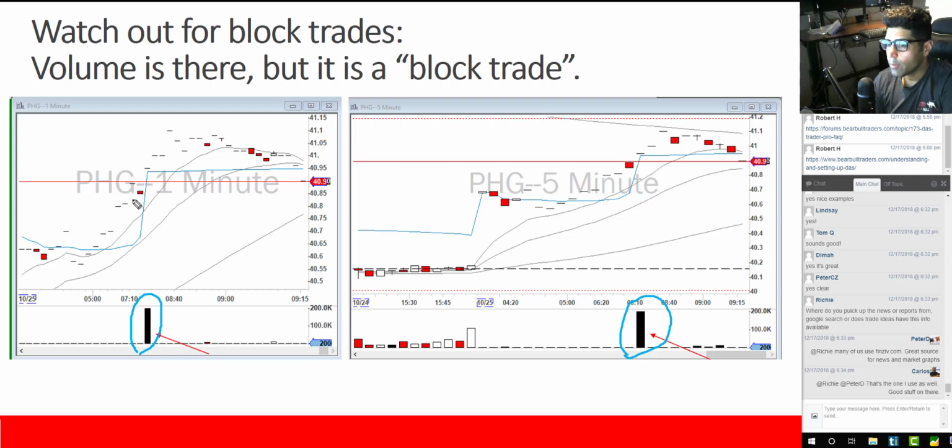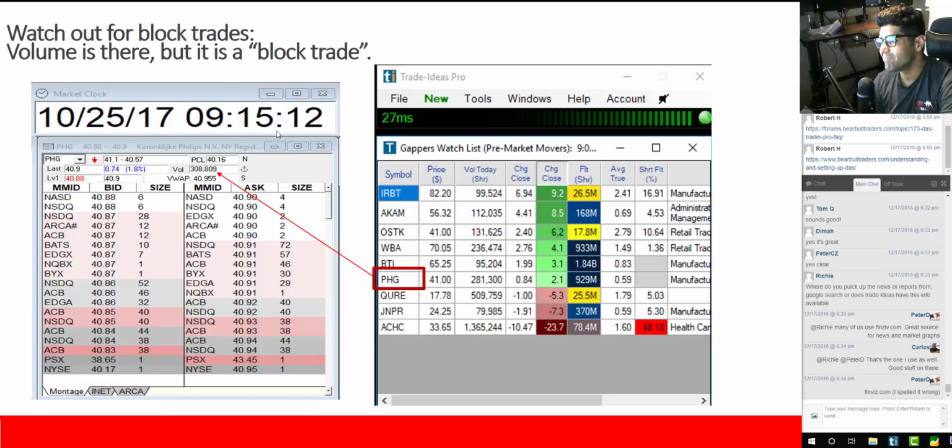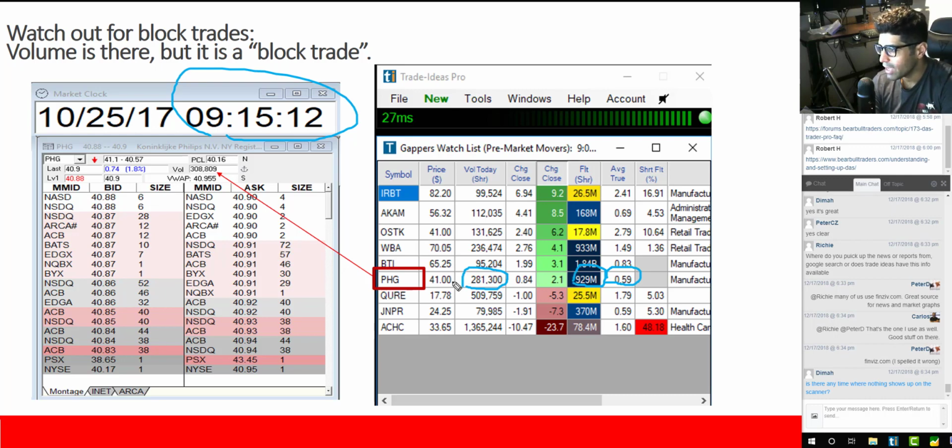So that's why it doesn't provide any volatility. It doesn't go through the market, it's just a direct transaction. So those are block trades, usually not tradable. This is an example. PHG on that specific day, the volume was really good. Time of the day was 9:15. It was 2% up, decent ATR. The float was great. Everything was great.